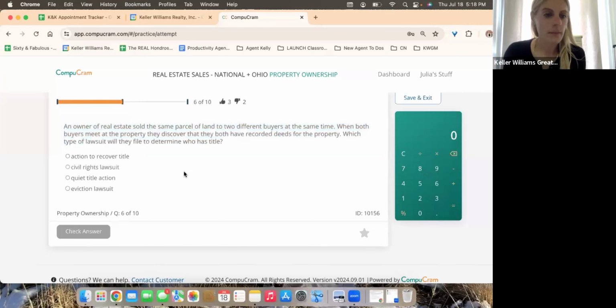All right. An owner of real estate sold the same parcel of land to two different buyers at the same time. When both buyers meet at the property, they discover that they both have recorded deeds for the property. Which type of lawsuit will they file to determine who has title? A, action to recover title, B, civil rights lawsuit, C, quiet title action, or D, eviction lawsuit?